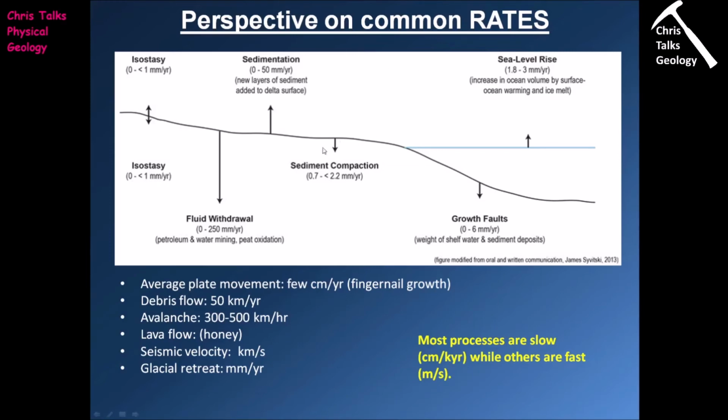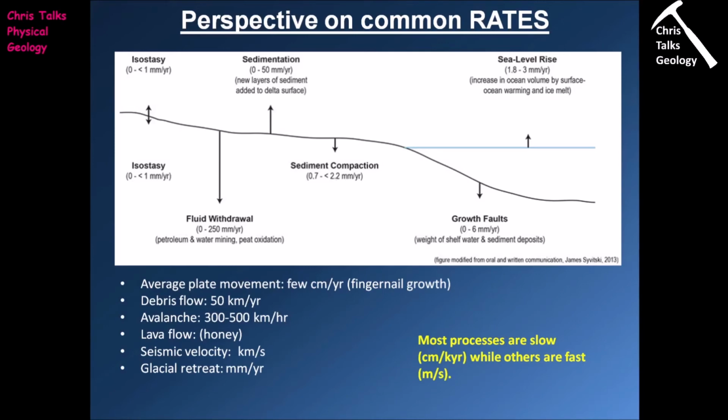So other rates that commonly occur: sediment compaction. Rivers and other processes are constantly depositing sediment, so how quickly is that sediment being compacted? Compaction is very important to geologists because it's this compression of the sediment which is part of the total lithification process, which takes the sediment and turns it into a rock. Well, this is happening at a rate of anywhere between about 0.7 and less than 2.2 millimeters per year.